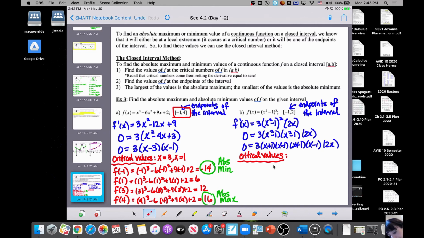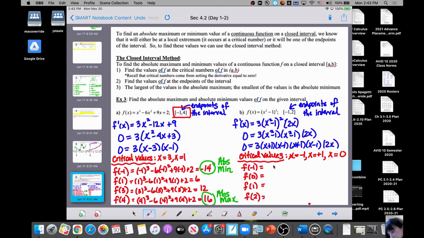So in this case, -1, +1, and 0 from the 2x. We get a 0, right? So -1, +1, and 0. And our endpoints are -1 and 2. Well, -1 was also a critical value. So we have to check f of -1. We have to check f of 0. We have to check f of 1. And we have to check f of 2.